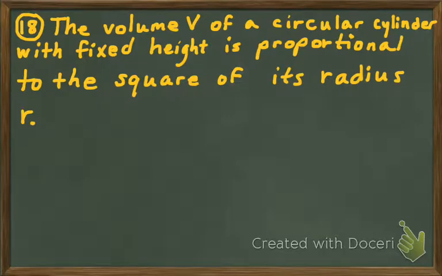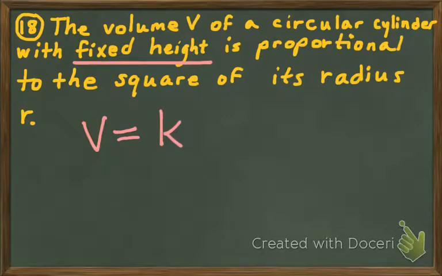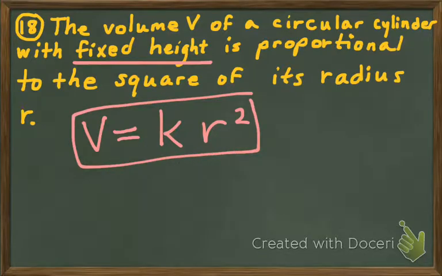Now, you have to be careful. You don't want to be too cavalier about doing these problems, because in this problem it specifies that the height is fixed. So that makes the height a constant. Is proportional to the square of its radius. So the volume is proportional to the square of its radius. So we're going to put k as our constant of variation and r squared.